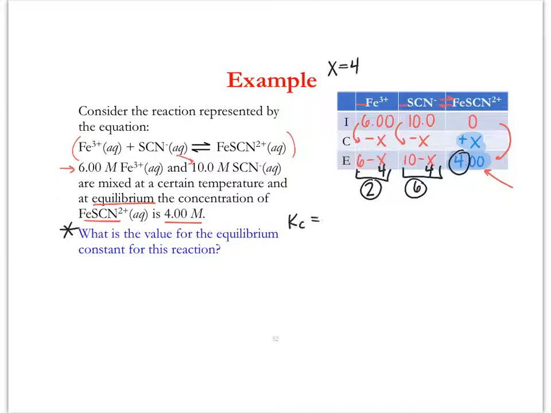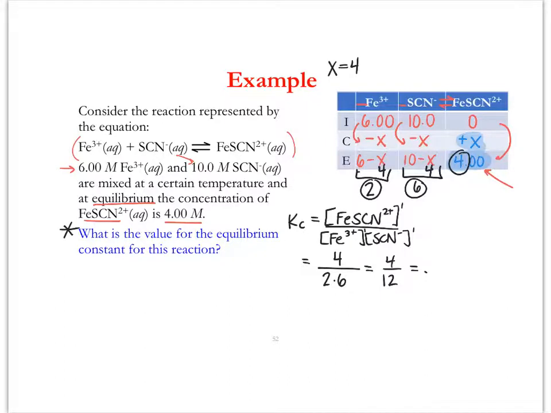So the equilibrium constant is going to be based on our equilibrium expression. And all of these would be raised to the first power because all of them have coefficients of 1. We plug in our values, product 4 over reactants. And there we go. That's our value for the equilibrium constant. So that's another type of problem you could be asked to solve.